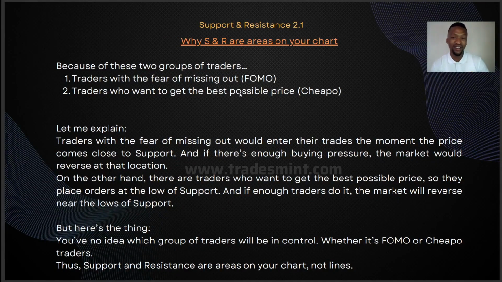Why are support and resistance areas on your chart? Because of these two groups of traders. The first one is traders with the fear of missing out. We call it FOMO. These are your traders who do not want to miss any opportunity in the market, so they have the fear of missing out. And then secondly, we have traders who want to get the best possible price, cheapo. These are your most patient traders, traders who are looking for good entries in the market. Remember guys, the most rewarded traders are the most patient traders.